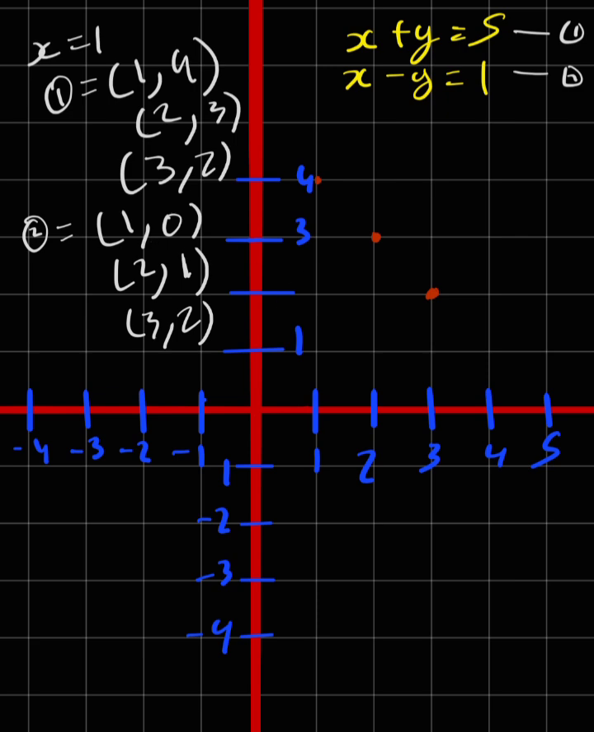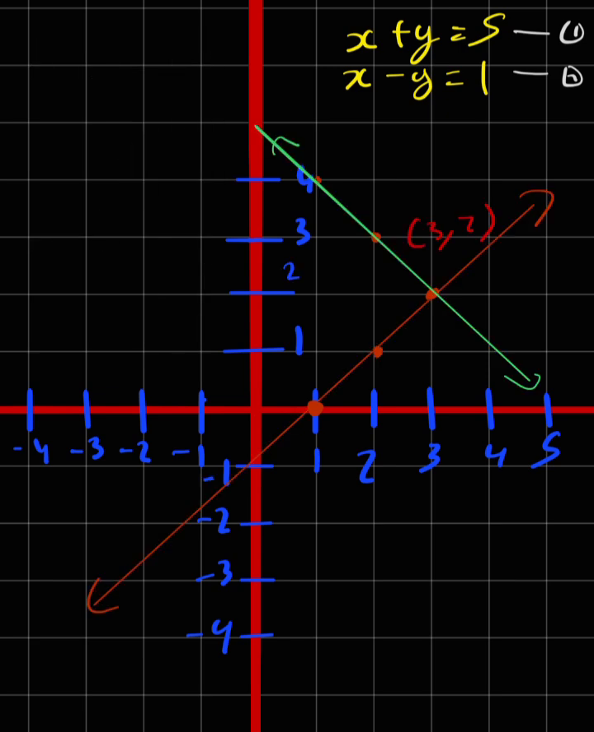Now let's look at equation number 2. It's 1 comma 0. So what does this mean? 1 comma 0 is somewhere here. Next, 2 comma 1, which is 2 from here and 1 here. Then 3 comma 2, which is here. So if I draw the line, it will look something like this.